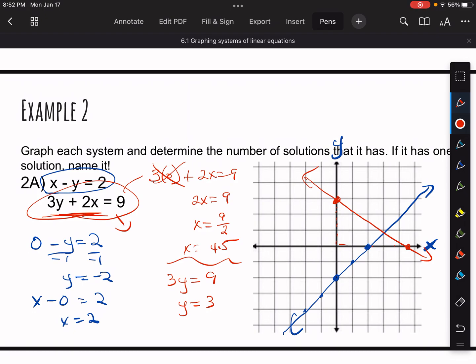If you solved this, you would see what that is. So if I solve this for y, I would get 3y is equal to negative 2x plus 9. Y then would be equal to negative 2/3 x plus 3. Okay, so it's going down 2 over 3. So I know it's right there. And I know that the blue line also is crossing right there because it has a slope of 1. So this has to be the solution.